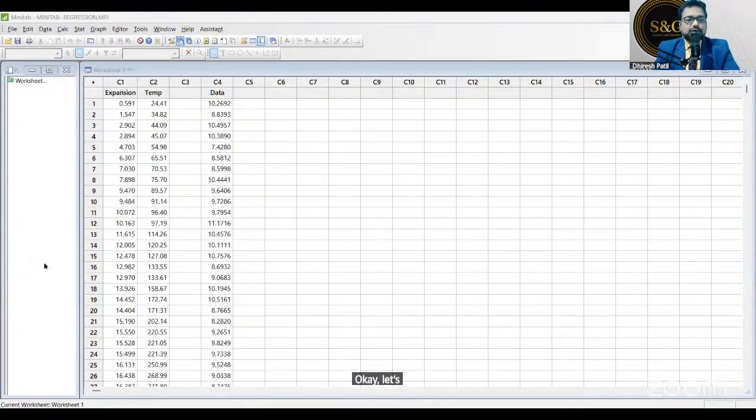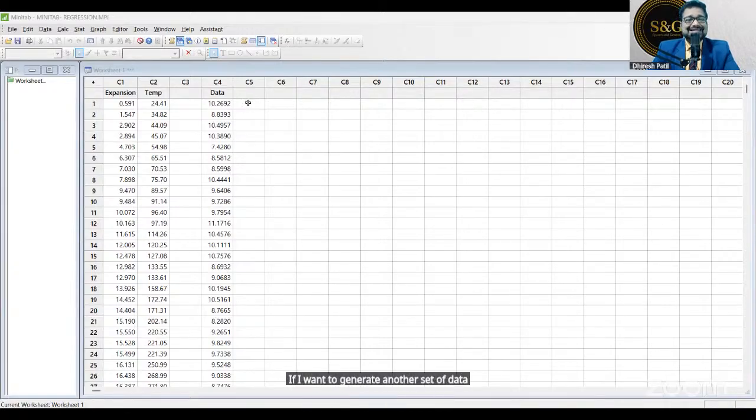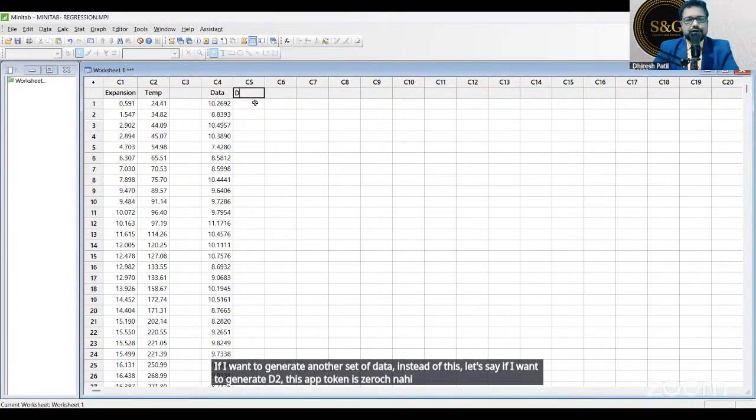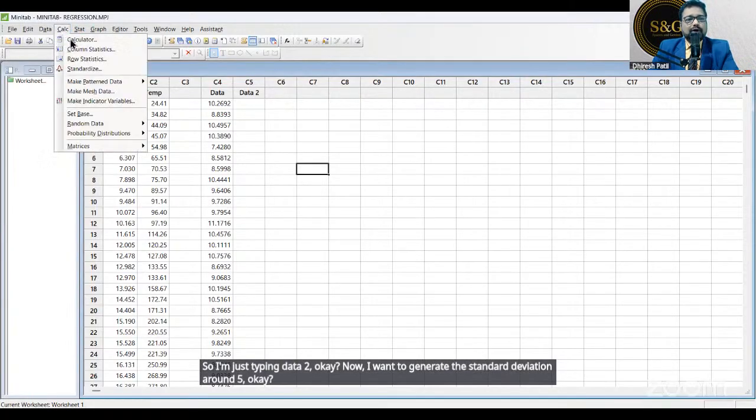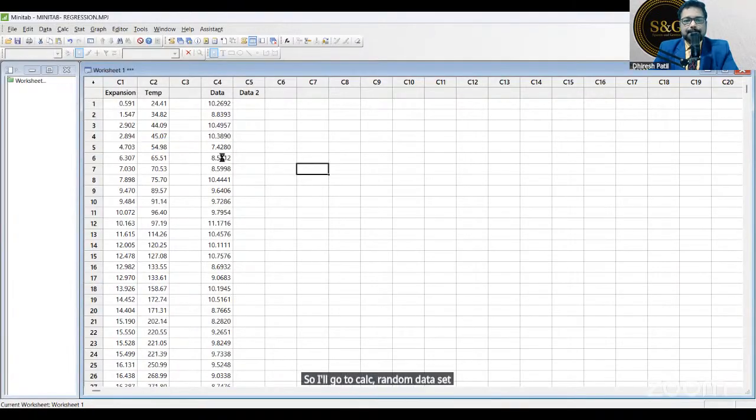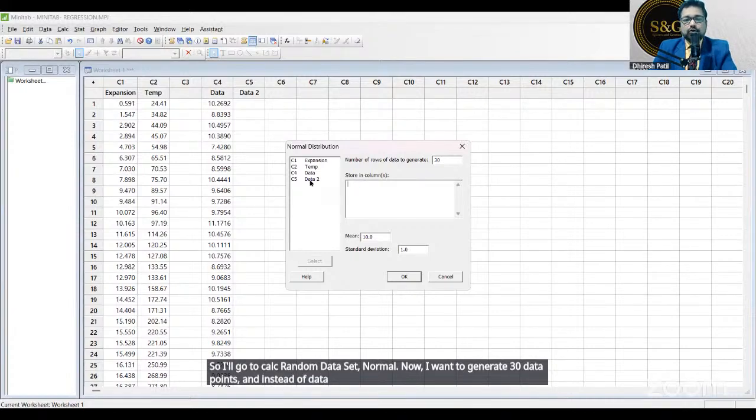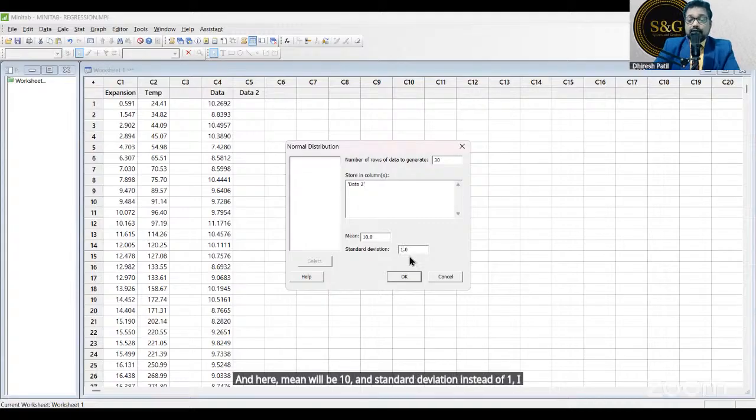Okay, let's do another experiment here, just a quick experiment for our understanding. If I want to generate another set of data, let's say Data 2, you don't need to do it, just watch once. So I'm just typing Data 2. Now I want to generate the standard deviation around 5. So I'll go to Calc, Random Data, Normal. Now I want to generate 30 data points, and instead of data, I want to store them in Data 2, which is the second column, column number 5. Here the mean will be 10 and the standard deviation, instead of 1, I'm putting 5.